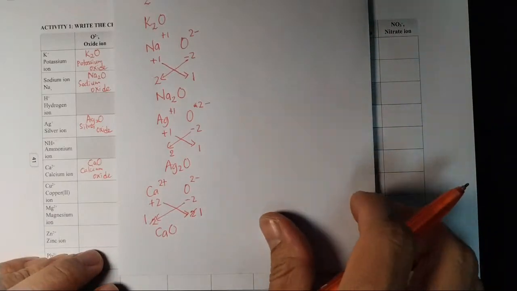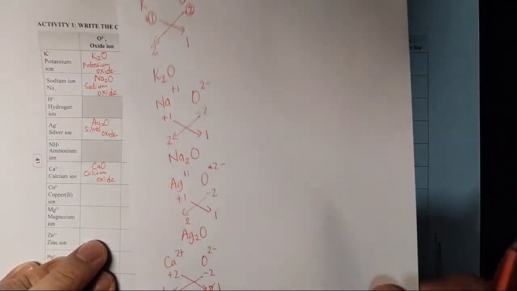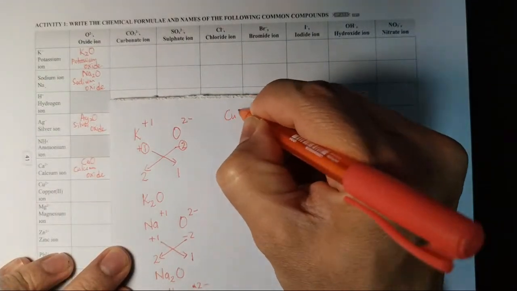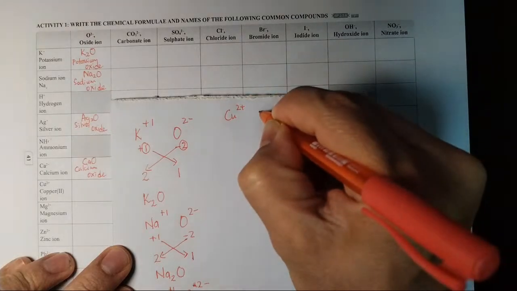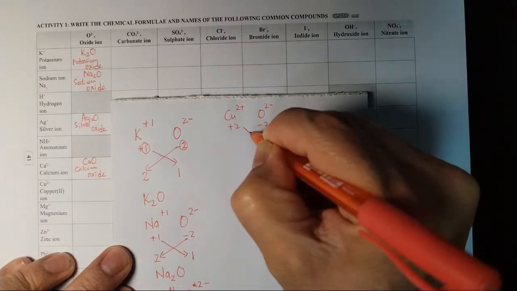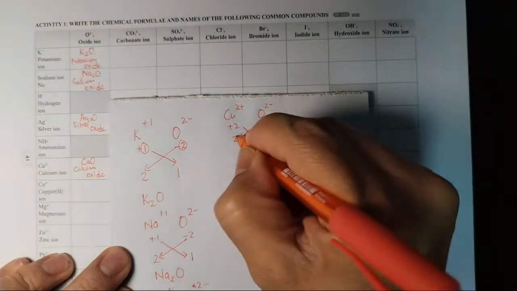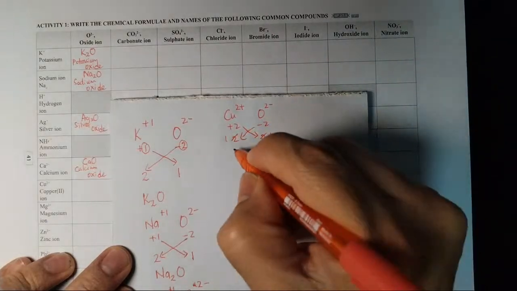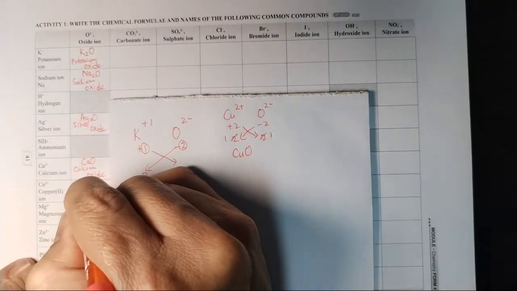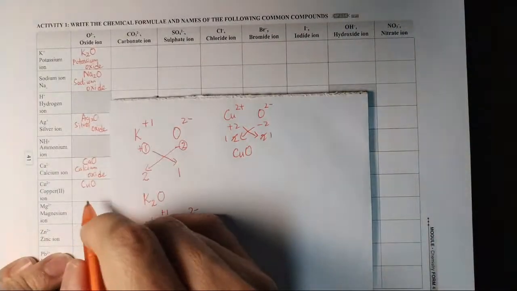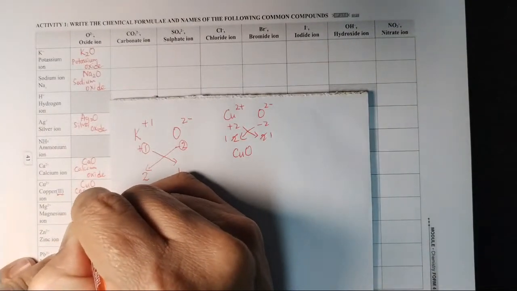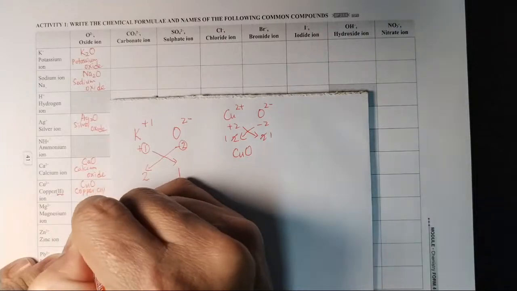Now, next is copper 2 oxide. So copper 2, Cu2 positive, oxide 2 negative. So positive 2, negative 2. This one also the same. 2 simplify becomes 1, 1. So it's CuO, not Ca. But the name here, you remember to put the Roman numeral: copper 2 oxide.